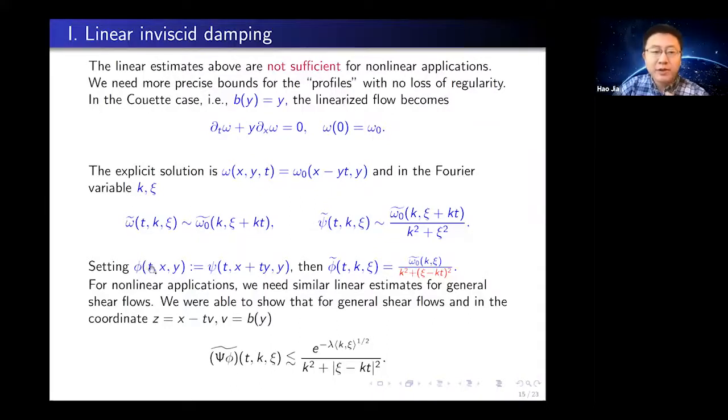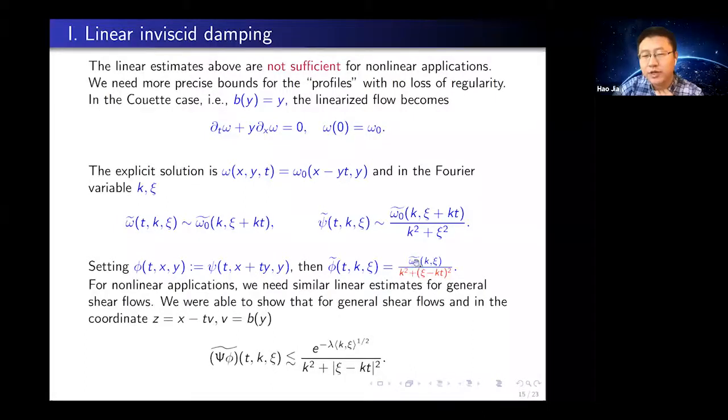But you can remedy that by a change of variable, and then if you look at your stream function in the new coordinate like this, you can take the Fourier transform and get this formula. And now everything is very smooth, uniformly in time.